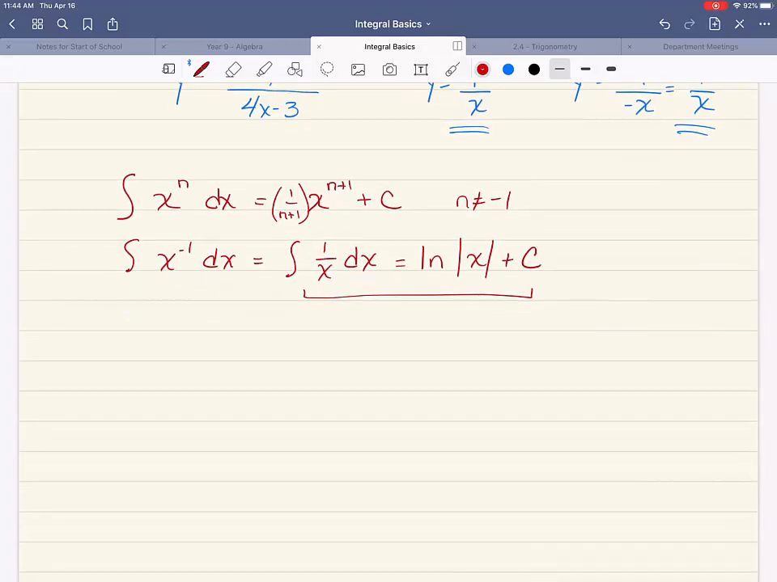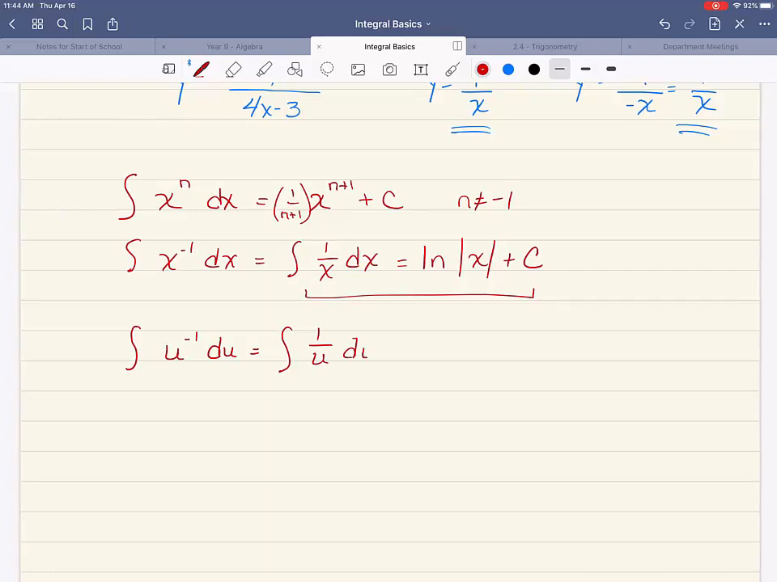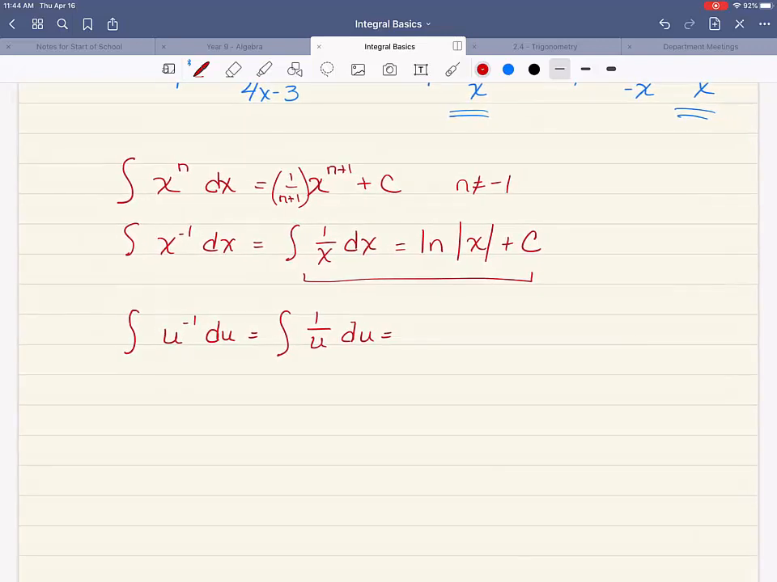All right, let's take it a step farther. If we have the integral of u to the negative 1 du, that's the same thing as the integral of 1 over u du, which would then be the natural log of the absolute value of u plus c. So as we go through and do U-substitutions for this lesson, that is what you're going to be looking for. You're going to be looking for a scenario where you have 1 over u du.